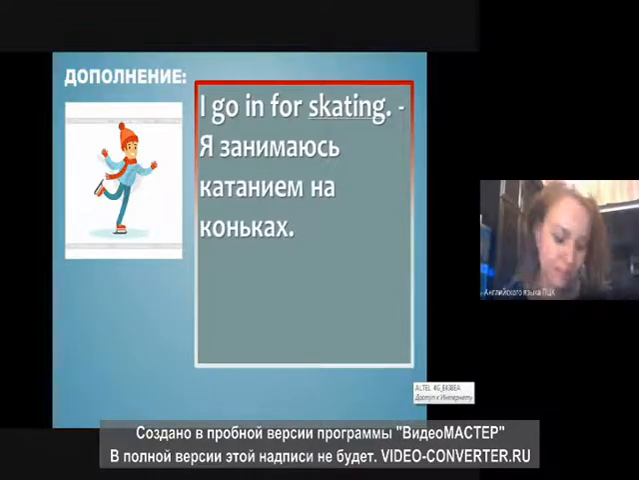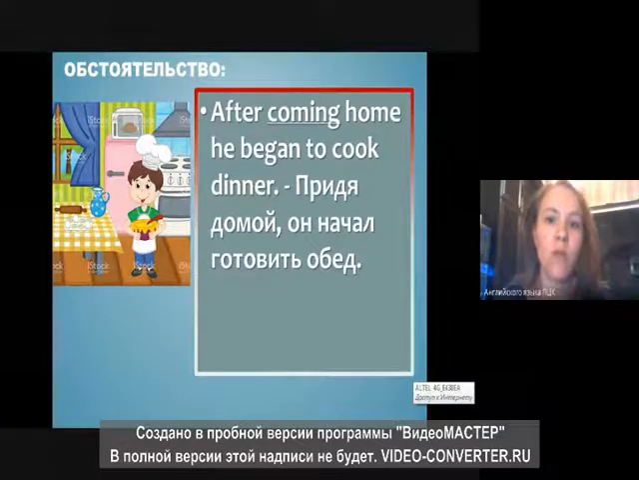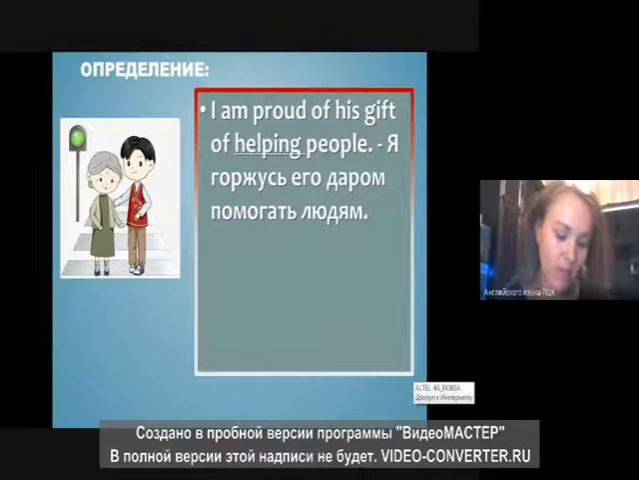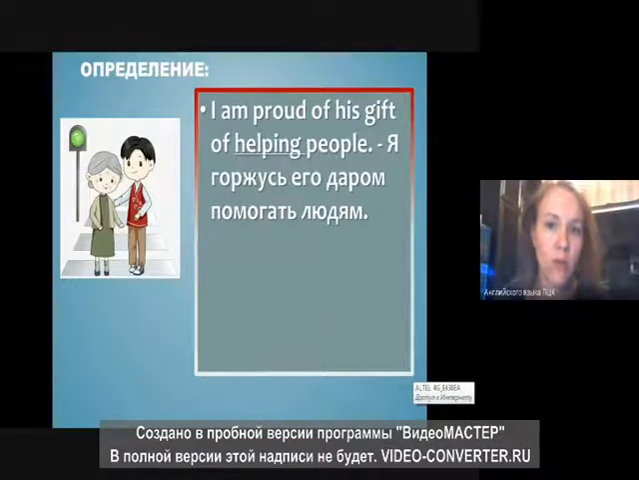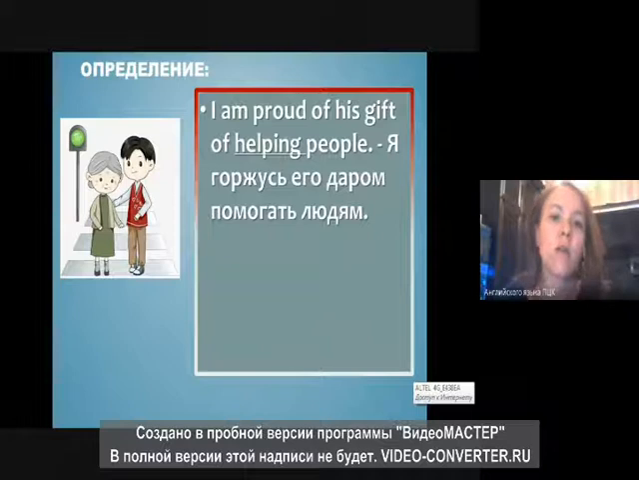The next is adverbial modifier. After coming home, he began to cook dinner. Usually, adverbial modifier expresses time or place where action was done. The next is attribute. Attribute answers the question what thing? Which? For example, I am proud of his gift of helping people. I am proud of what gift? Gift of helping people. So if we can ask the question what, it is attribute.